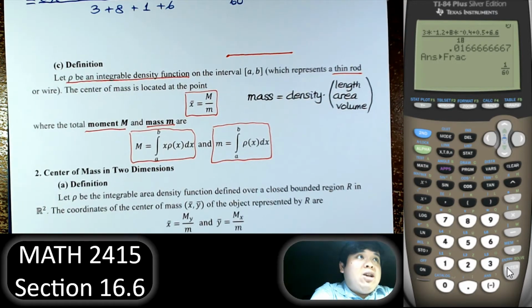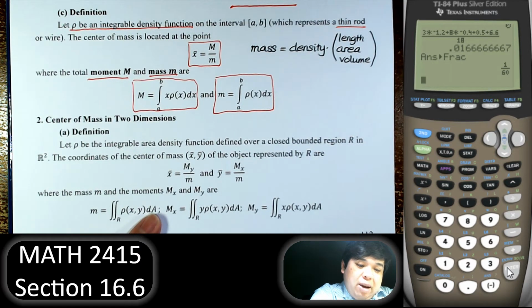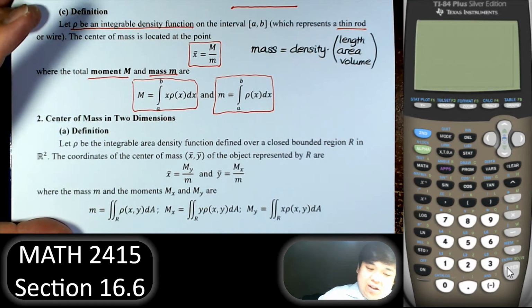So that's about that. Now we go to 2 dimensions. Center of mass in 2 dimensions. So let rho be the density. We still have a density function.